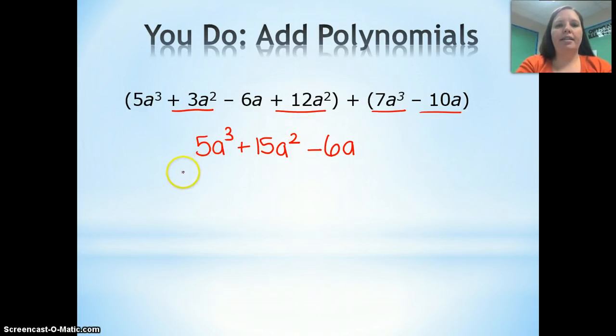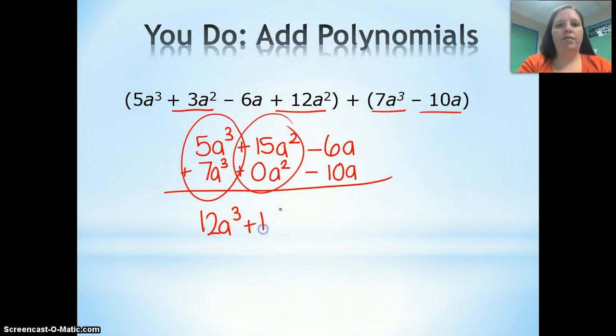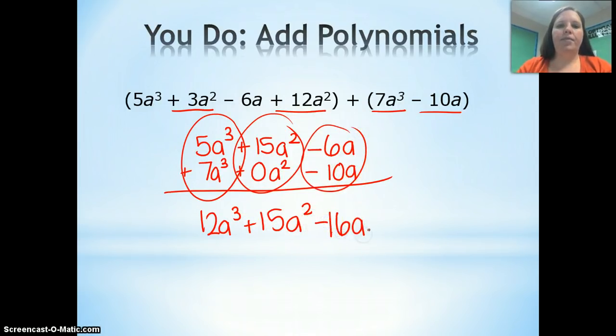So if I'm adding 7a to the third, and I'm subtracting 10a, or negative 10a, if you want to put a filler in here, I don't have any a squareds, but I could put 0a squared. And now I can just combine my like terms. 5 and 7 gives me 12a to the third. 15 and 0 gives me 15a squared. And then negative 6 and negative 10 gives me negative 16a.